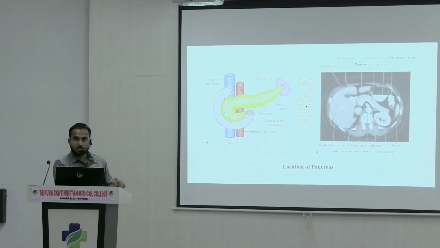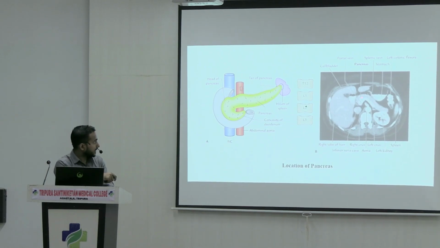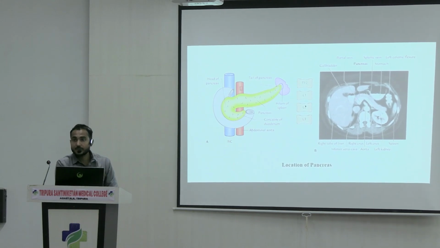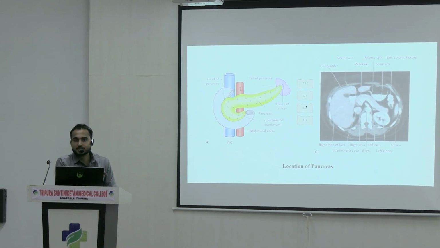As you know, I am showing you different types of radiological images. Here you can see it is a CT scan image, an axial section of the abdomen, where you can see the various parts of the pancreas. This is how the pancreas looks whenever a CT scan is taken.